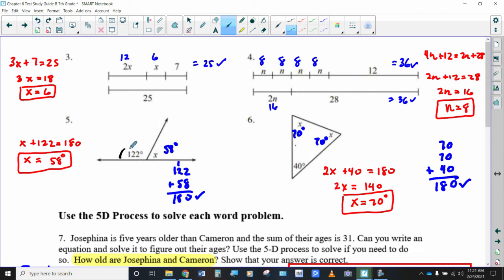Okay, so this angle plus this angle together makes a straight line, so that means they must add up to 180 degrees. So that means that x plus 122 is equal to 180, so I want to know what x was before I added the 122 on. So I'm going to take 180 minus 122, and that's how I get that this angle here is 58 degrees.